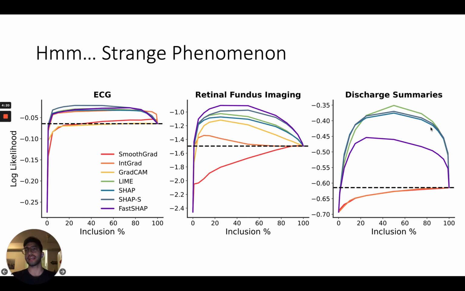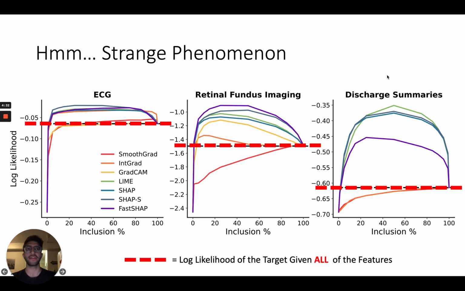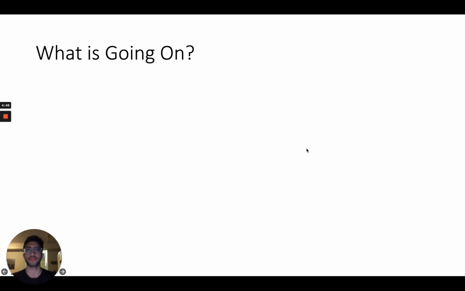However, we discovered a strange phenomenon when we evaluated popular explanation methods such as Grad-CAM, SHAP, and LIME on 3 real-world medical datasets. Somehow, the methods were able to generate explanations that identified small subsets of the input that were more predictive of the target than when predicting with all the features. This is shown by the many curves that can go considerably above the red dotted line, indicating the predictive performance given all of the features.